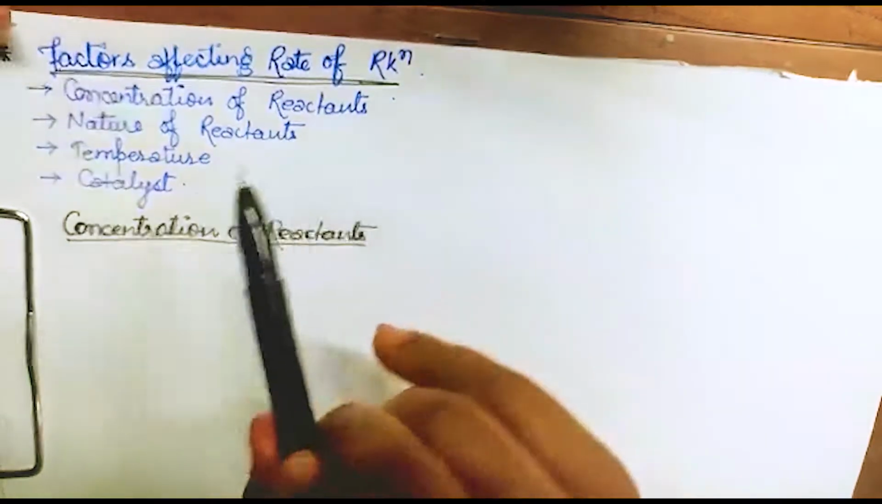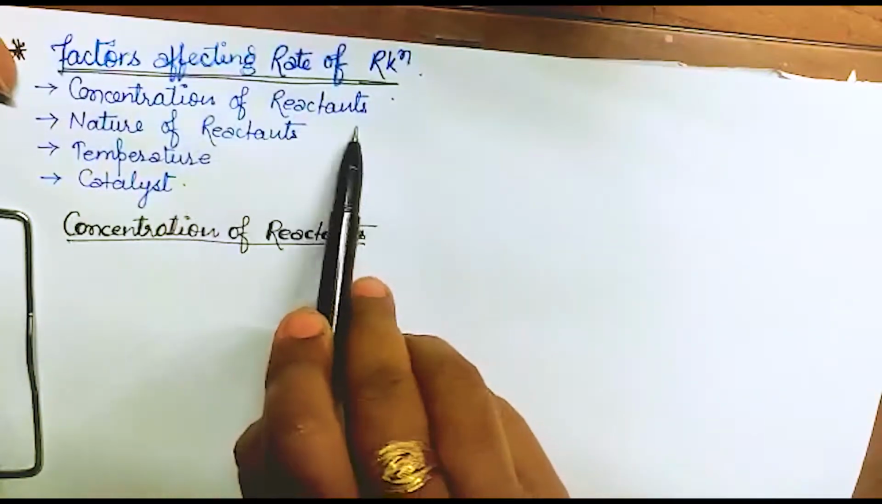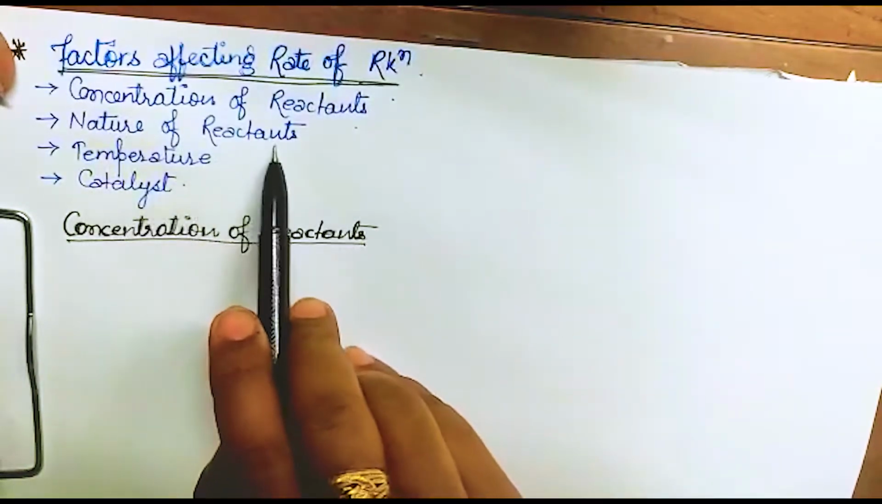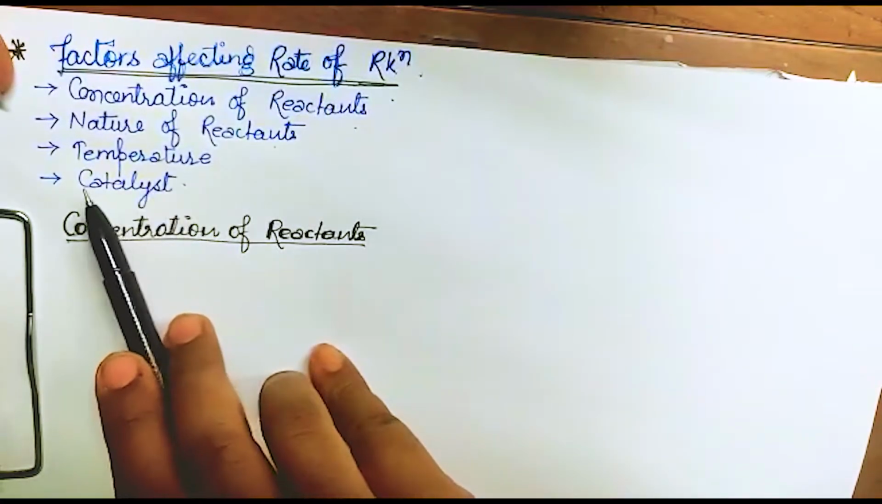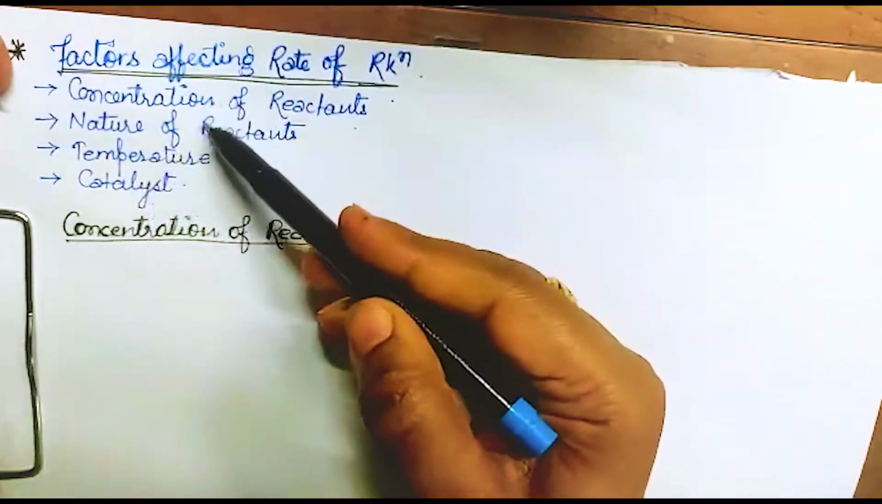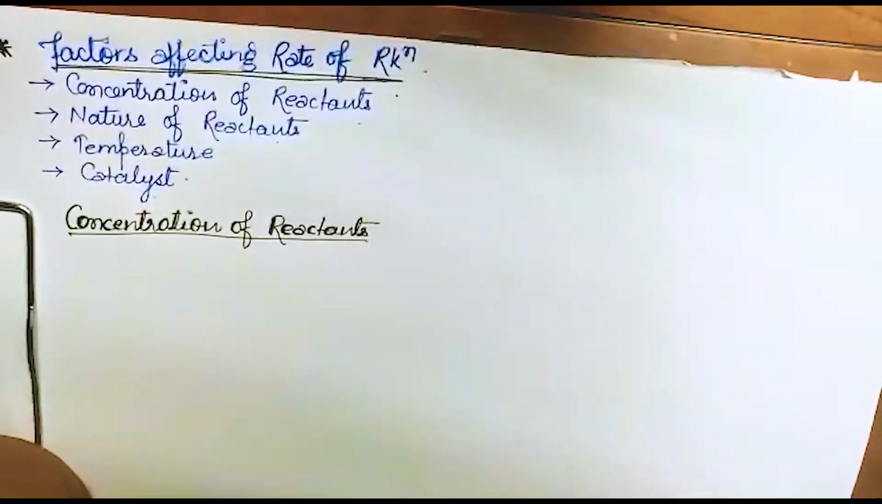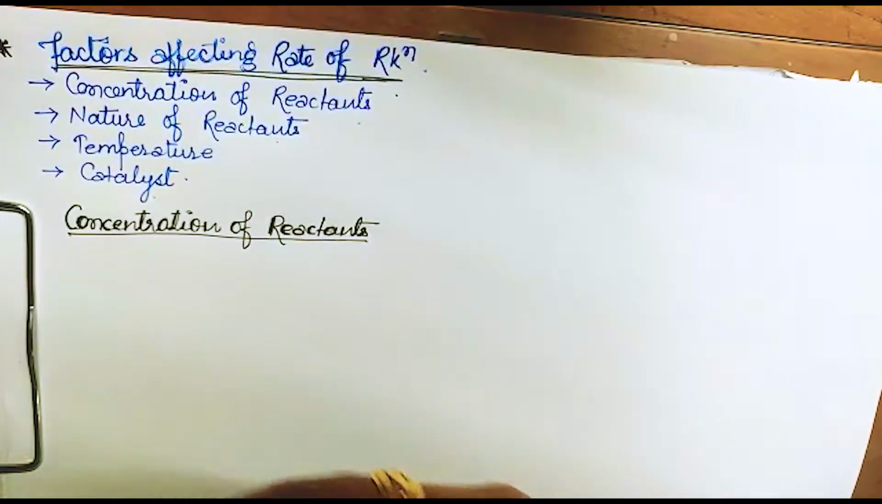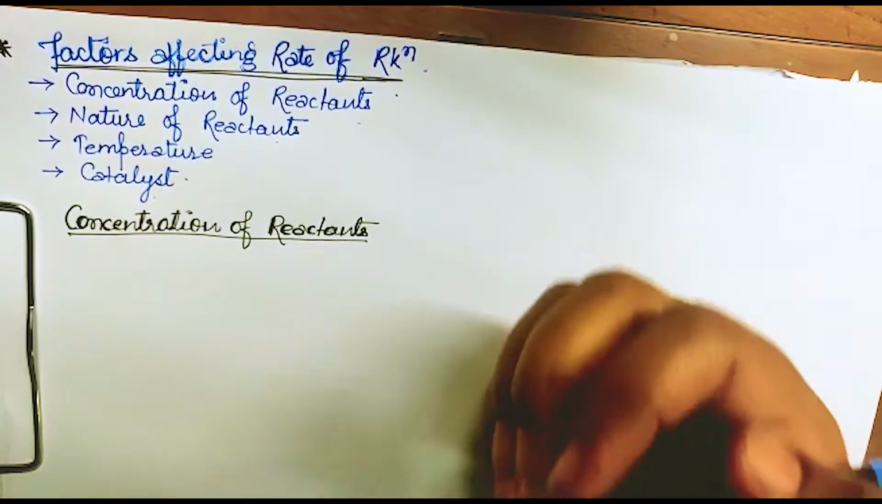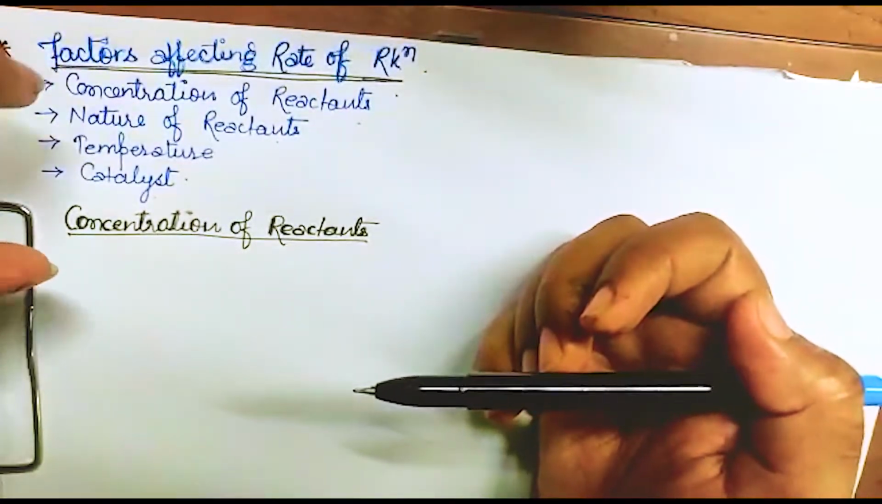Okay, so the first thing is concentration of reactants. The second is nature of reactant. Third is temperature, and fourth is catalyst. So these are the four factors which can affect the rate of reaction that we have to study. Other than this, lots of factors are there, but we have to learn only these four.